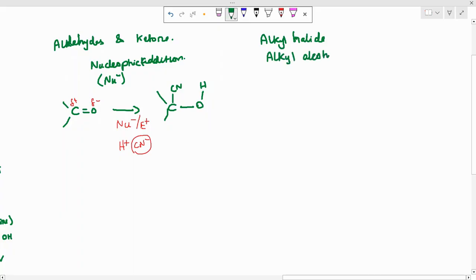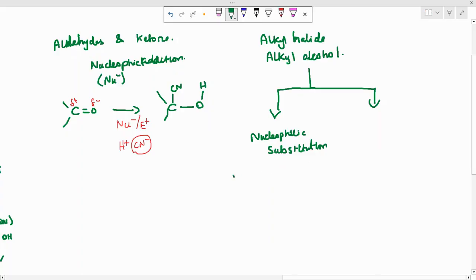Both will give the same typical reactions. One is nucleophilic substitution. So in that nucleophilic substitution, we have to give the reagent that should produce the nucleophile.